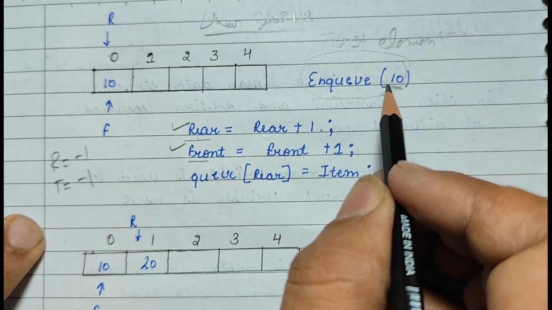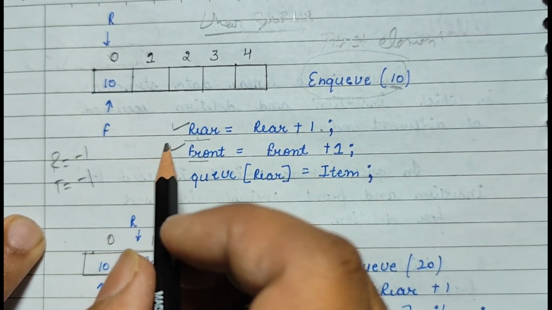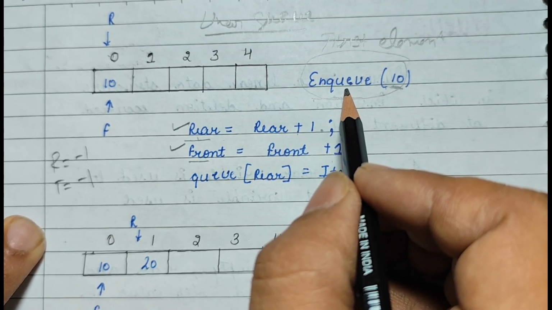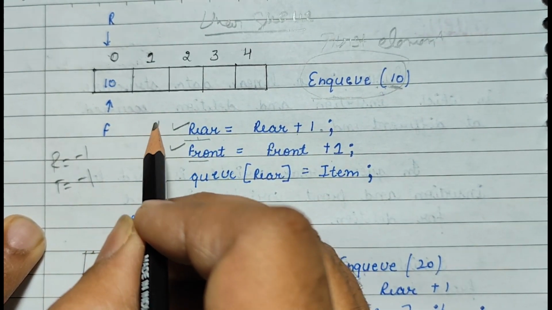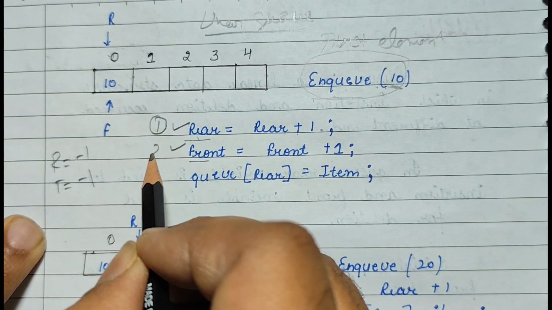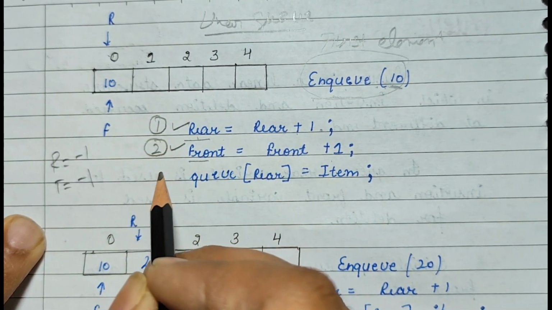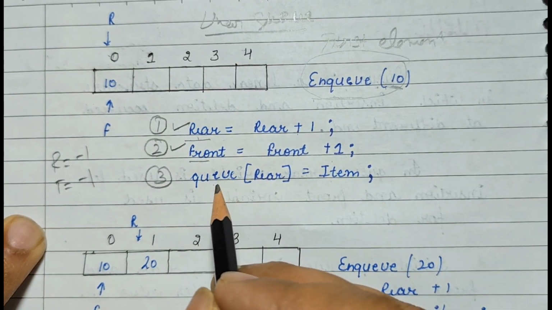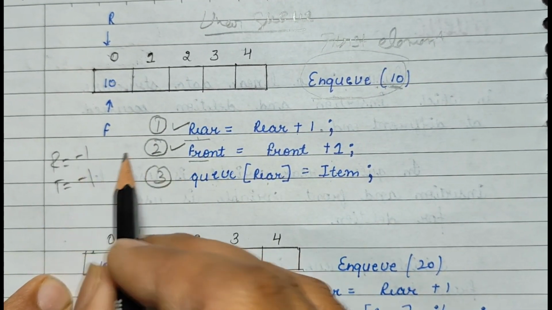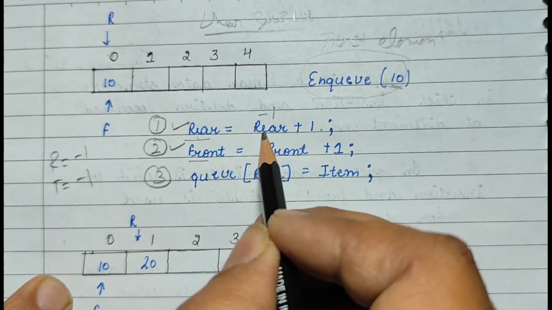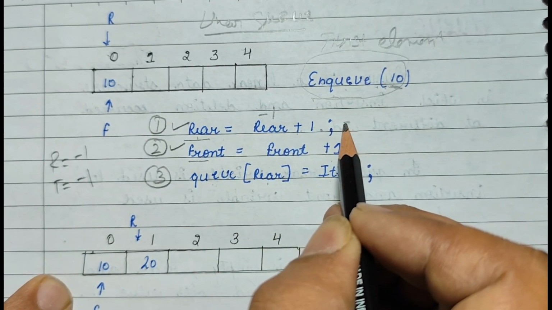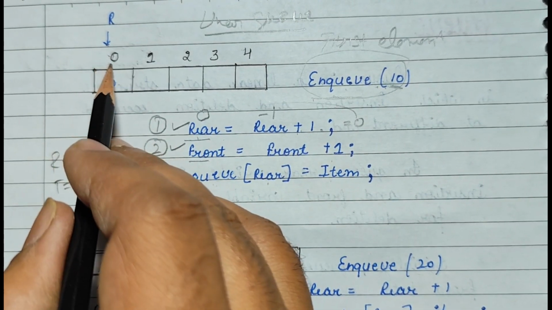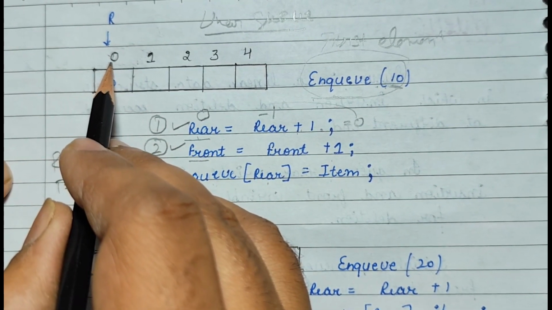When we insert this element, Enqueue 10, what are the steps for performing the Enqueue operation? The steps are: first step is update rear, second step is update front, third step is insert item at queue of rear. So here rear has a value -1, -1 plus 1, it becomes 0. This 0 is returned to the rear variable. It means now rear points to which location? 0 index.